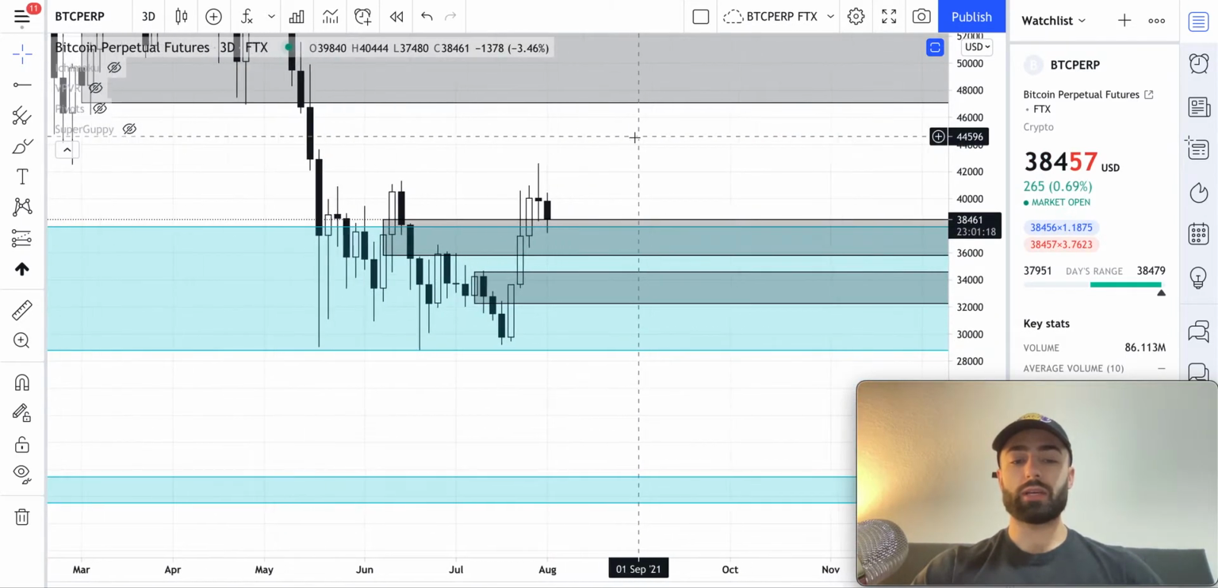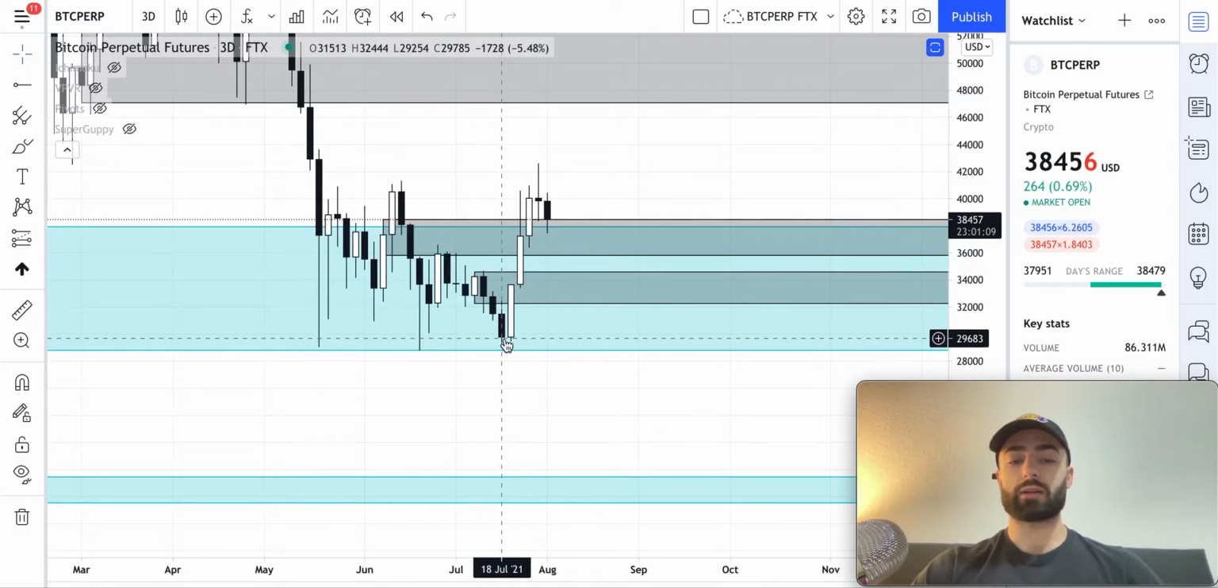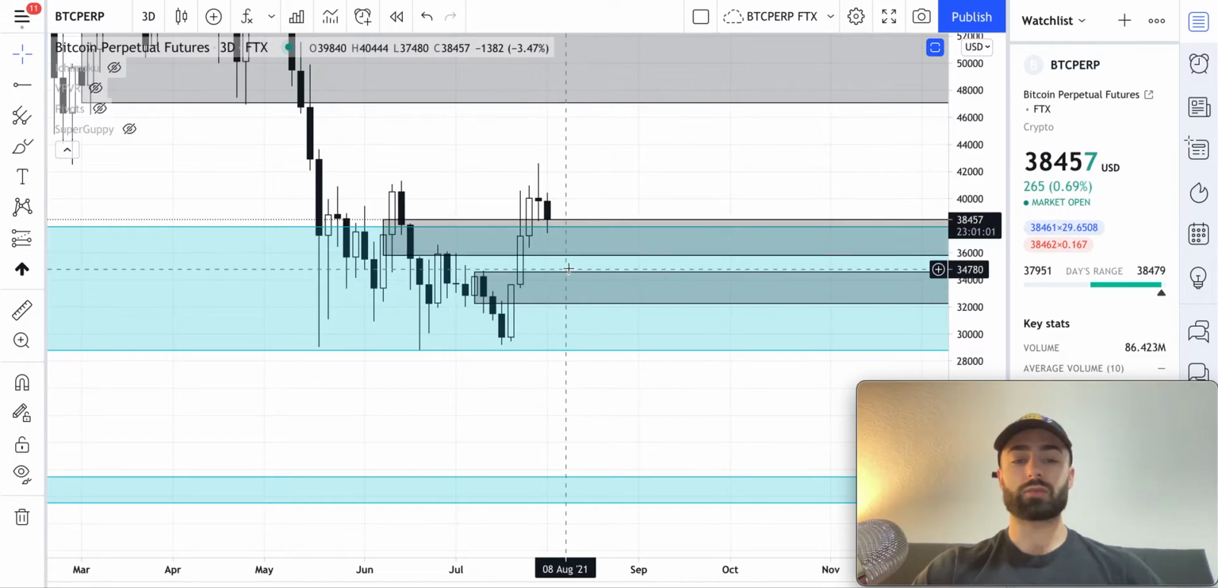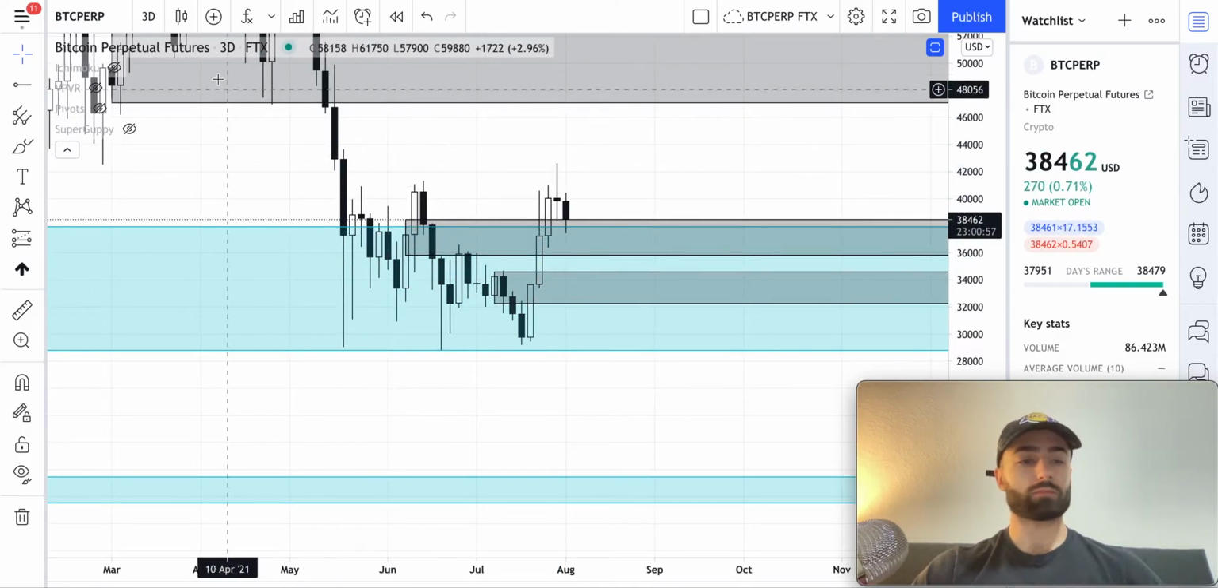And then the other key level is this support zone down here from July 9th. So this is where we had our bear trend here. And once we came down and confirmed this bear trend, we pushed right through this zone. So now if we return to this zone at some point in the future, this will likely be a support zone for price that I will keep an eye on.